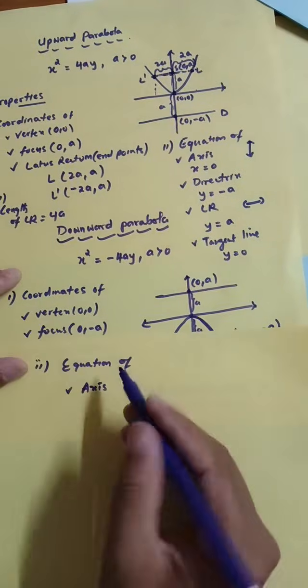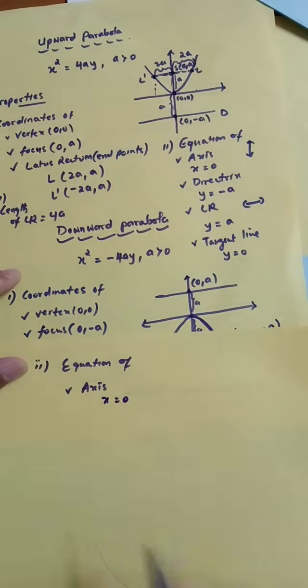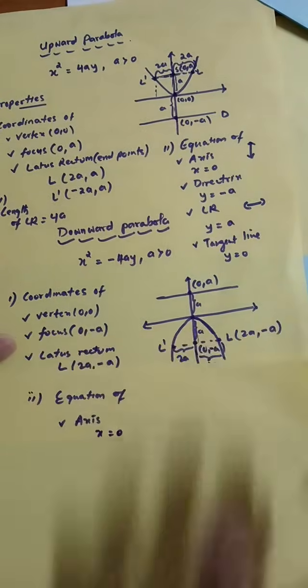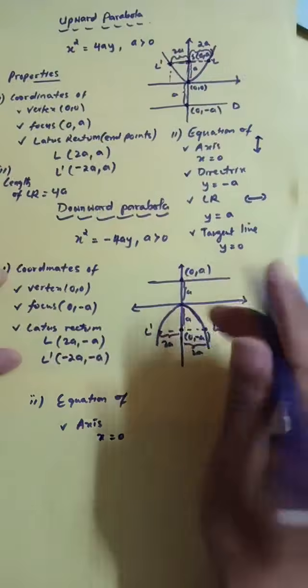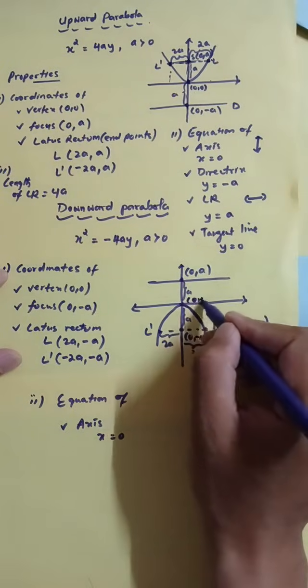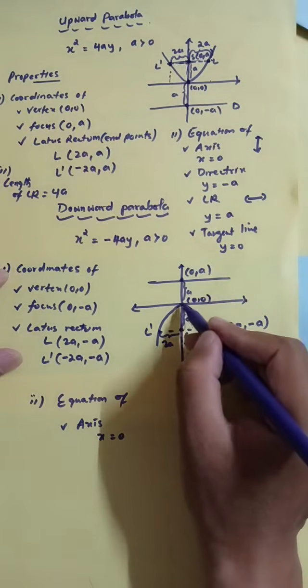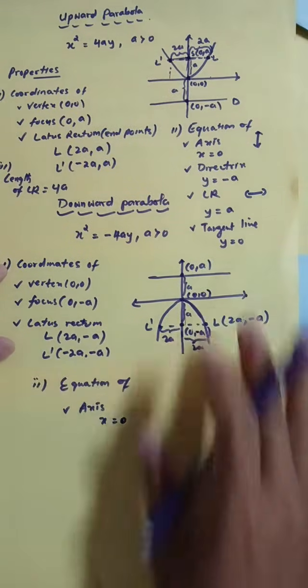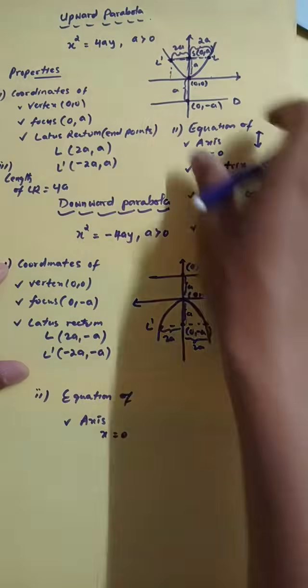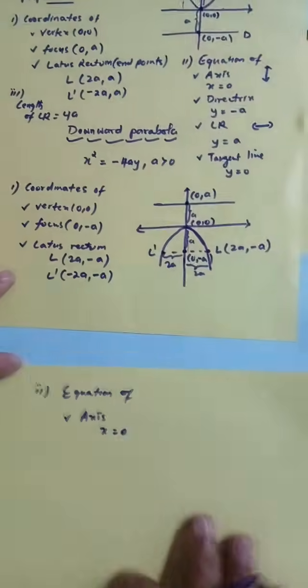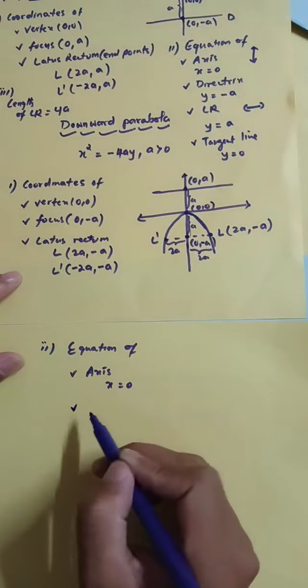So what do we get? We get x equal to 0, because the x-coordinate is 0. The origin is (0, 0), and this line is passing through the origin, the coordinate axis.